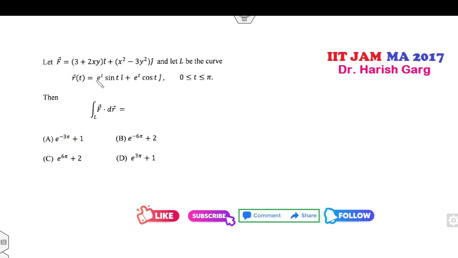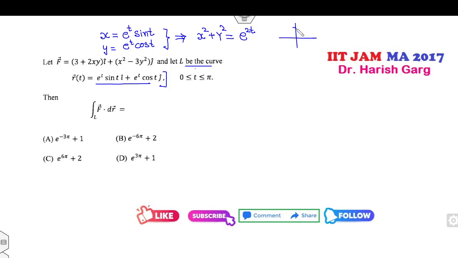Okay, look at this another one. L. What is the L? L is the curve which is defined here, which is e raised to power t, and y is e raised to power t cos of t. L is a curve defined in this manner. So what is the meaning of this? This is the equation of a circle with the radius e raised to power t, and clearly this is a closed polynomial. So yes, you can apply the Green theorem.